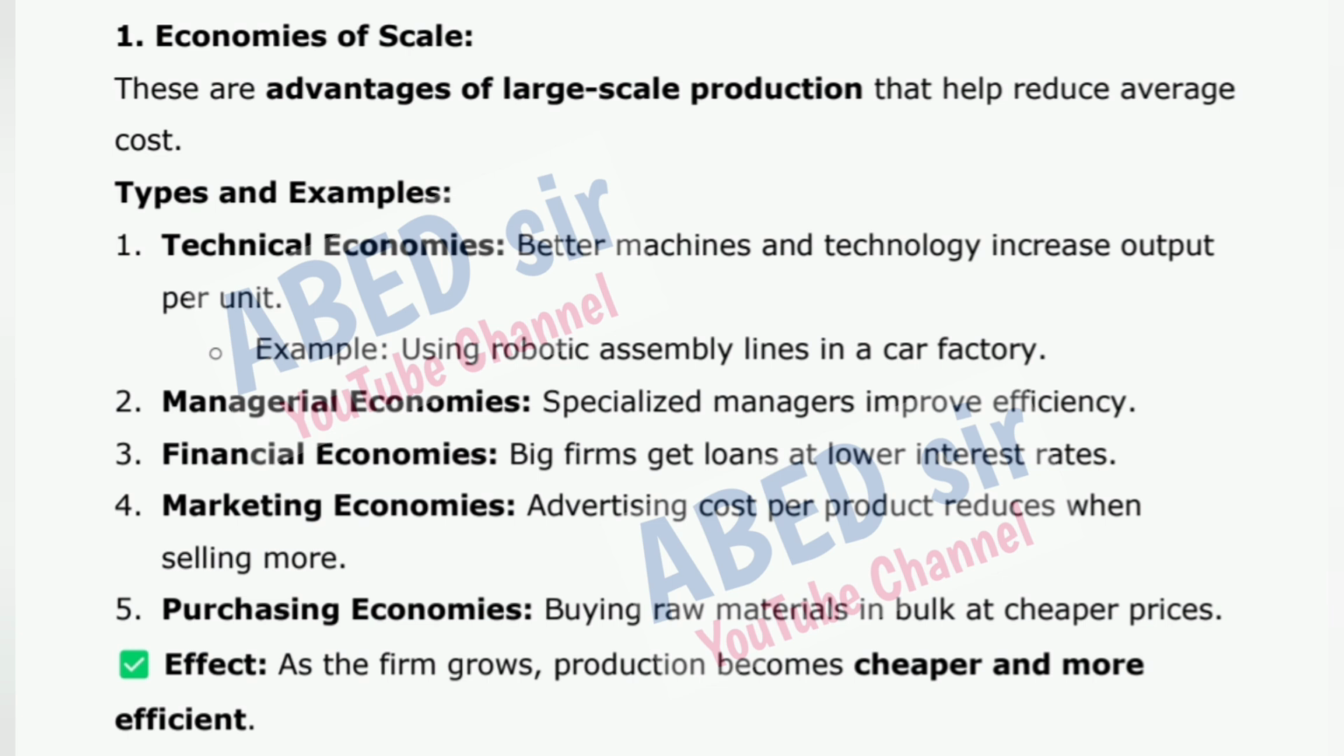2. Managerial economies. Specialized managers improve efficiency. 3. Financial economies. Big firms get loans at lower interest rates. 4. Marketing economies. Advertising cost per product reduces when selling more. 5. Purchasing economies. Buying raw materials in bulk at cheaper prices. Effect: as the firm grows, production becomes cheaper and more efficient.